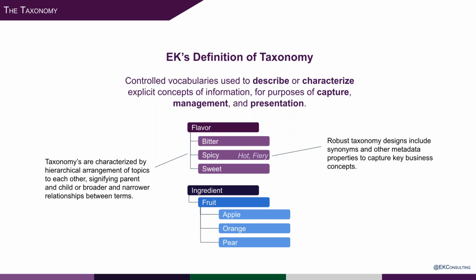And some more robust taxonomy designs, especially when we talk about thesaurus and that kind of thing, include synonyms and other properties to help flesh out a little bit more and increase the usability of the model, especially if you're trying to capture the true conceptual idea of something, and being able to connect that with the different labels that would show up in free text.